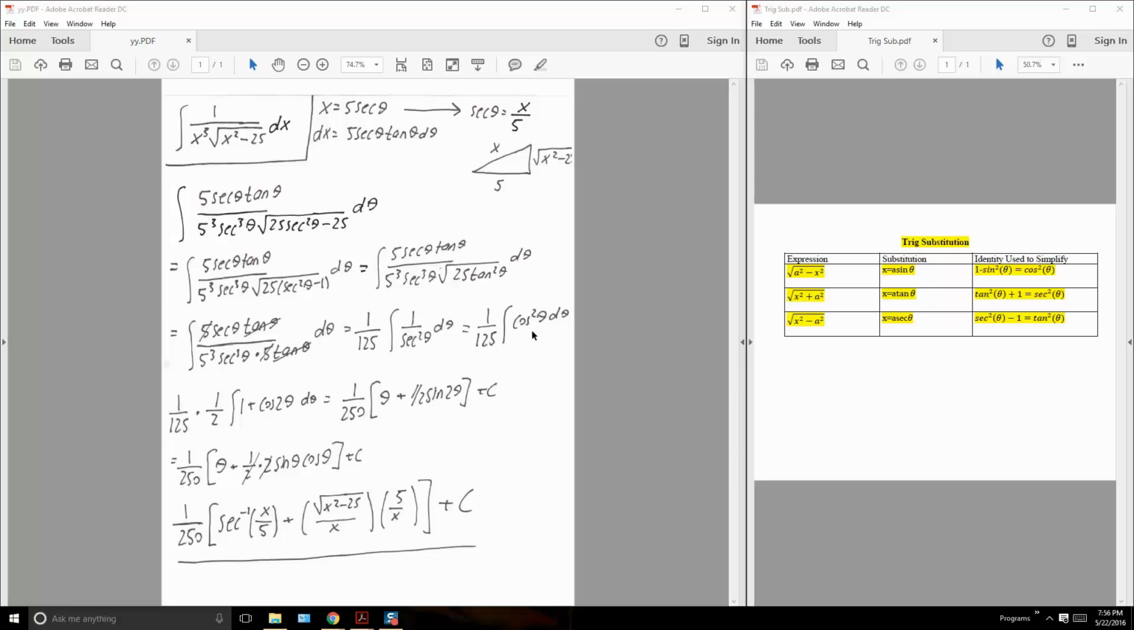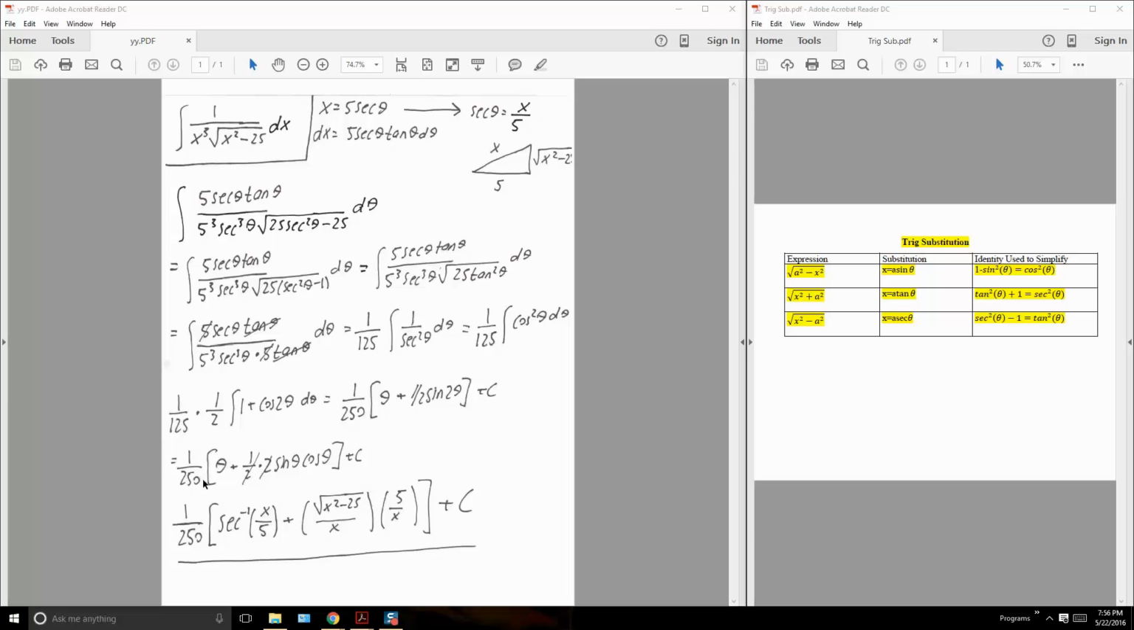Okay. And now we use a trig identity. This is one of the uncommon ones, where we can say that cosine squared theta is equivalent to 1/2 times parentheses 1 plus cosine 2 theta. So by doing this, we'll have 1 over 250 times this, and now we take the antiderivative. So 1 would be theta. The antiderivative of cosine 2 theta is 1/2 sine 2 theta. That's one form, plus c.